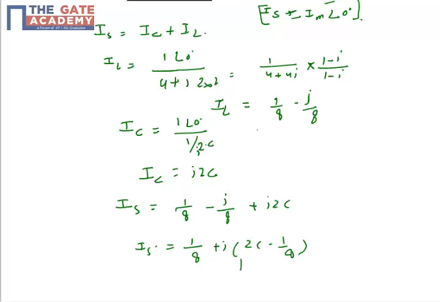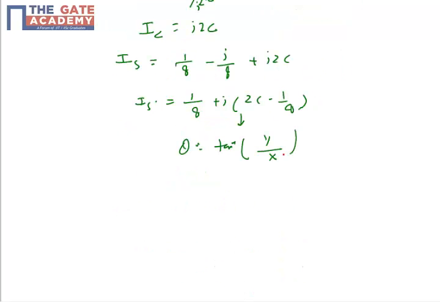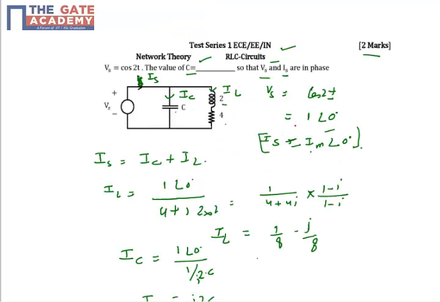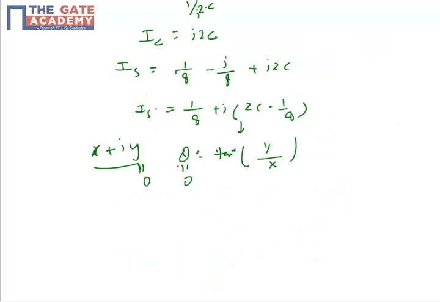And what is the phase of the source current? Phase difference theta is defined as tan inverse of y by x. If you have a polynomial as x plus jy, your phase is defined as tan inverse y by x. So if you want theta equal to 0, you should make y 0. You don't want any phase difference between voltage and current, and the voltage has a phase of 0, so you want the phase of current to also be 0. So you want theta 0.